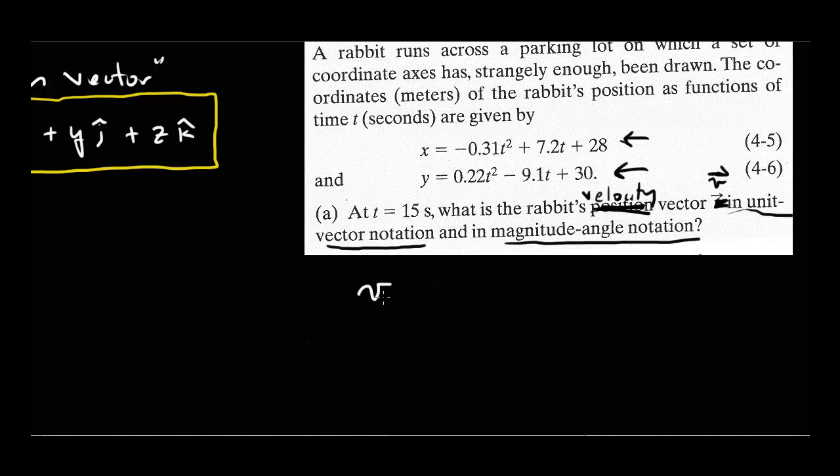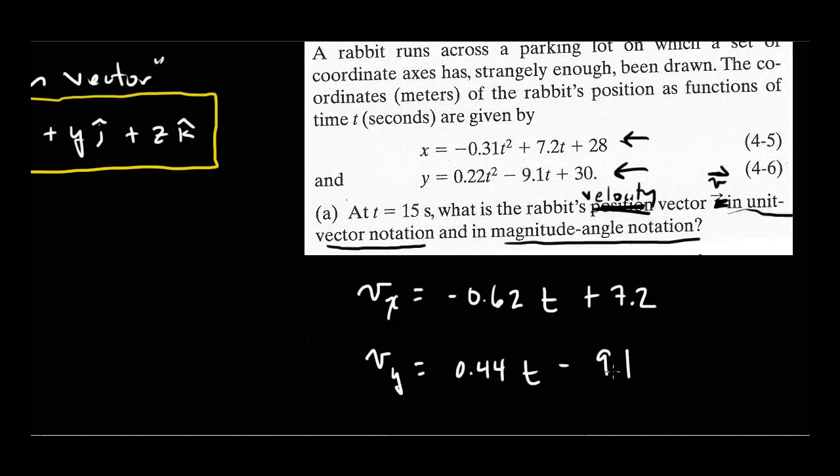V sub x is just going to be the derivative of this thing. What's the derivative of this thing? So that's negative 0.62t plus 7.2. That would be the expression for the velocity in the x direction. And the velocity in the y direction, the derivative of this thing here, is 0.44t minus 9.1. So now for any time t, I can determine the x velocity and the y velocity without too much trouble. We're thinking about t equals 15 seconds.